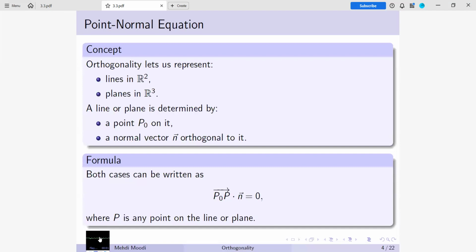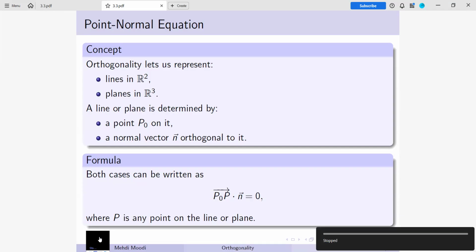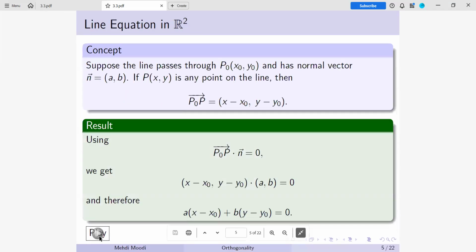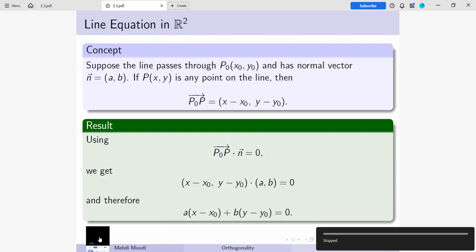A normal vector is perpendicular to the whole line or plane. So the point-normal equation is basically geometry saying, start from a known point, then force perpendicularity. This is the point-normal form of a line. It looks fancy, but really it just says the displacement along the line must stay perpendicular to the normal vector.